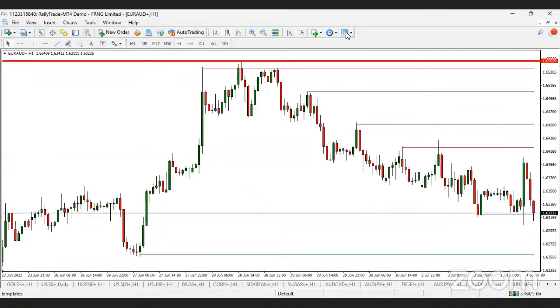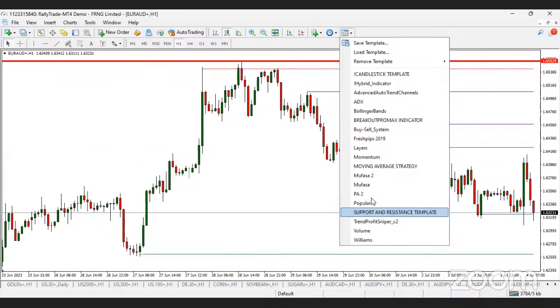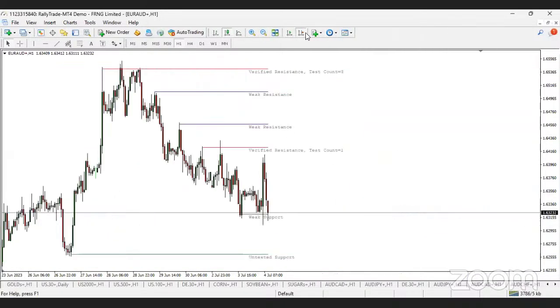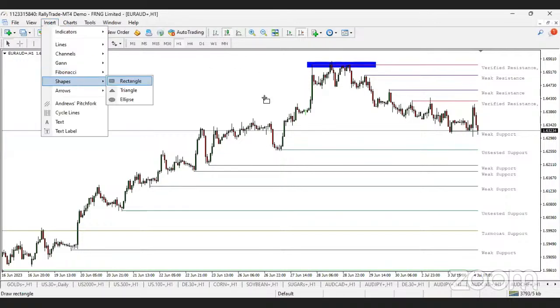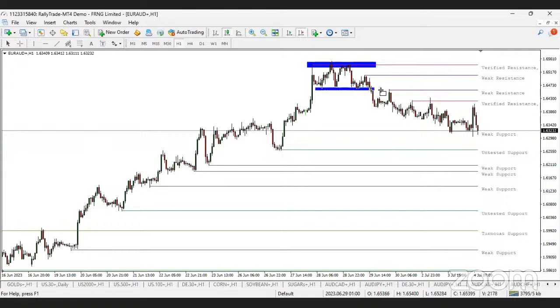And how do I know that price is already in a downtrend? Very simple: price has to fail to create a new higher high. This is where price failed to create a new higher high. Insert shapes, rectangle. Price failed to create a new higher high here, and then price broke the previous higher low here. Very simple. So we are now in a downtrend.